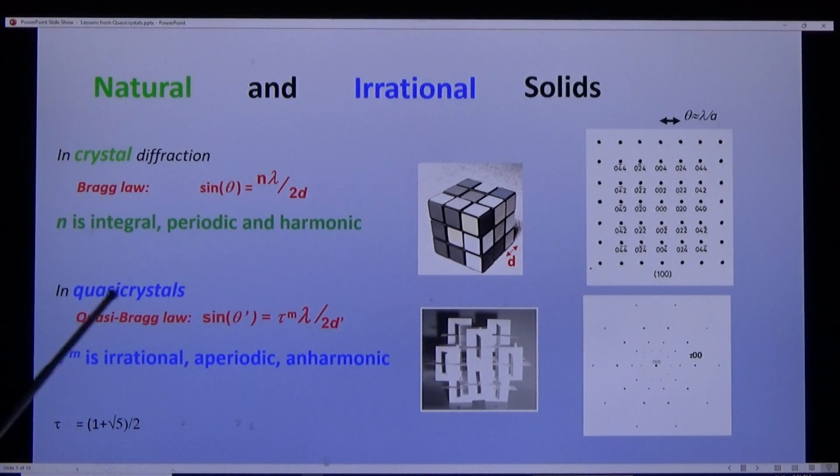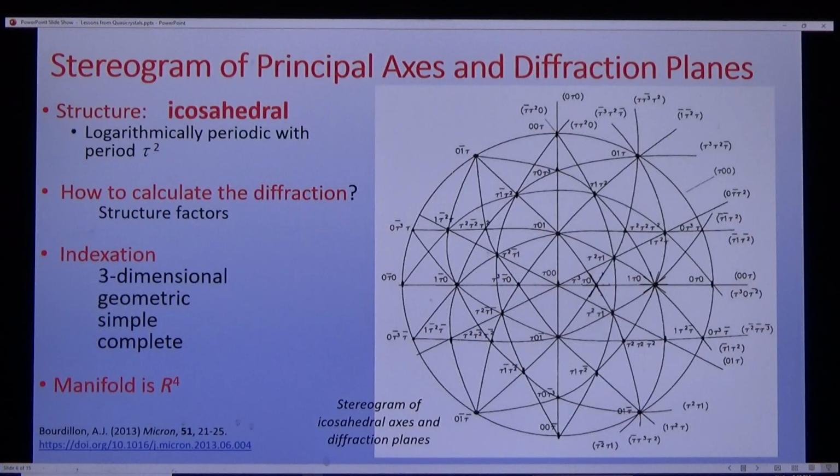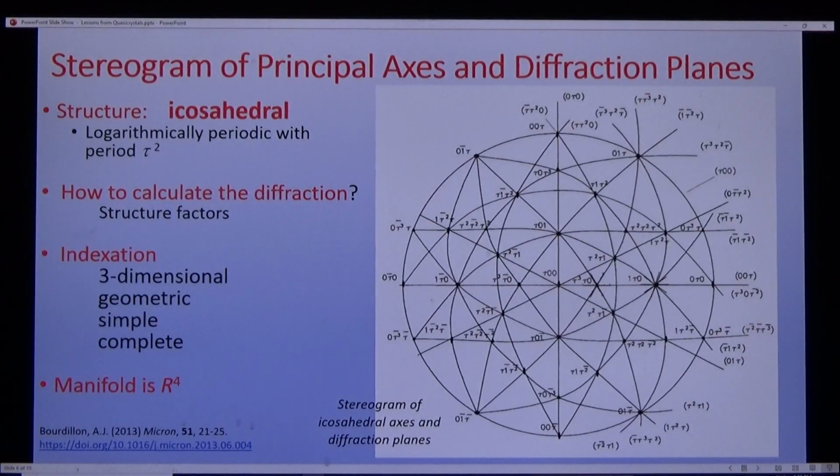The quasicrystal is altogether different. Here's n: 0, 1, tau, tau squared, tau cubed; tau is irrational. It's aperiodic, it's anharmonic. How in heaven and earth does it diffract? Well, the structure, both the diffraction and the structure itself, are icosahedral. Here's the diagram of the principal axes of the icosahedral structures, and normal to the axes, the diffraction planes. They are all three-dimensional, geometric, simple and complete. The manifold is R4.